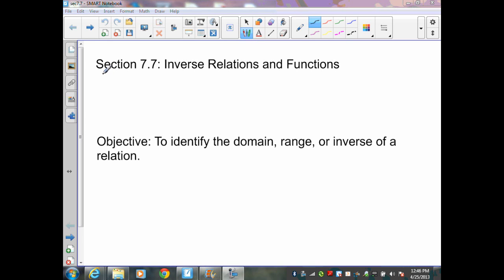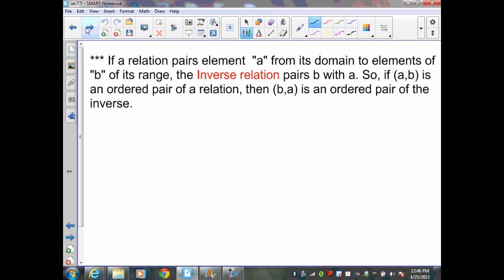Section 7.7, Inverse Relations and Functions. Let's look at a definition.